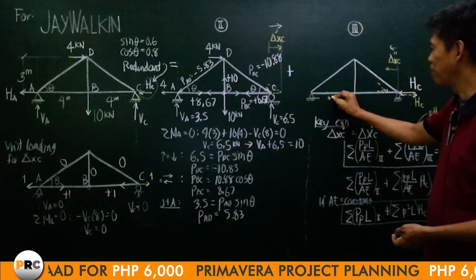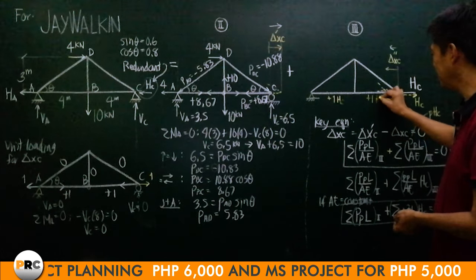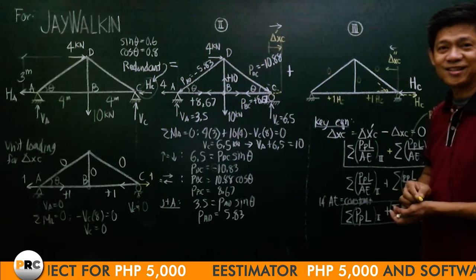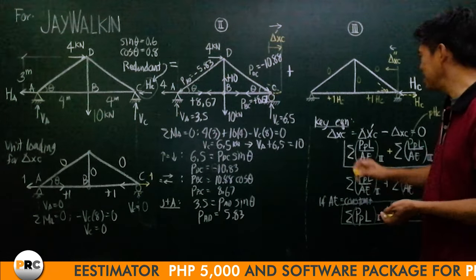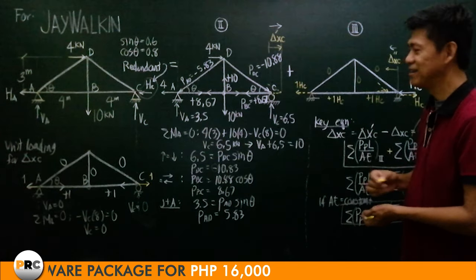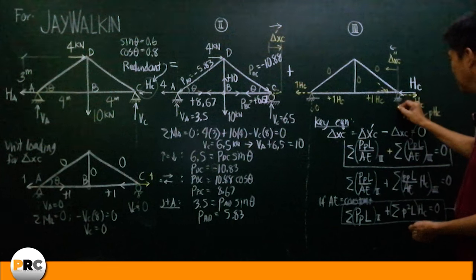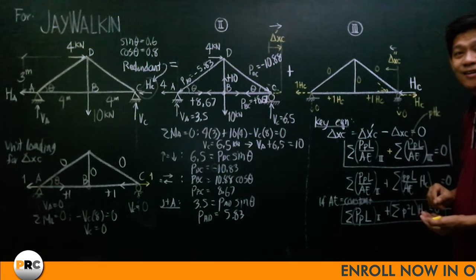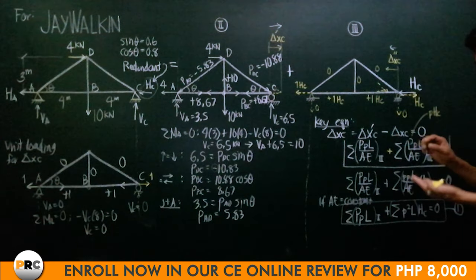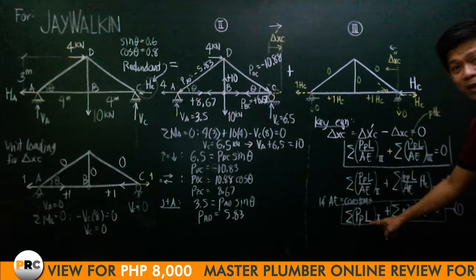So this is plus 1 HC. This is plus 1 HC. 0, 0, 0. You get it? Okay? So this is also 1 HC. This is also 0. This is also 0. Okay? So, therefore, substituting in here, we have summation of PPL over EE.